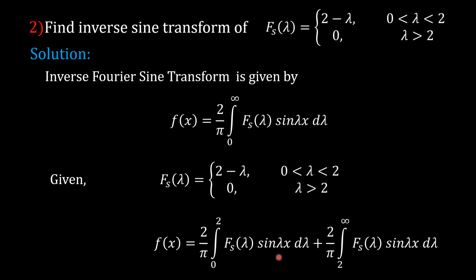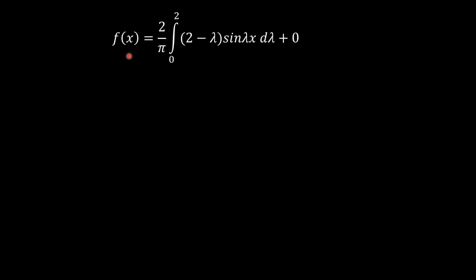Now replace the value of Fs(λ) from the respective interval. That is, for the first integral Fs(λ) will be replaced by 2 − λ, and for the second integration Fs(λ) will be replaced by 0. Therefore it becomes f(x) = (2/π) ∫ from 0 to 2 of (2 − λ) sin(λx) dλ plus the second integral, whose value is 0 because Fs(λ) is 0 in 2 to infinity.